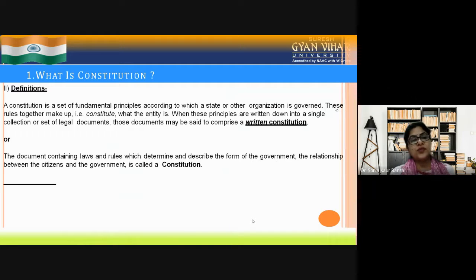Or we can also say the document containing laws and rules which determines and describes the form of the government and the relationship between the citizens and the government is called a constitution.